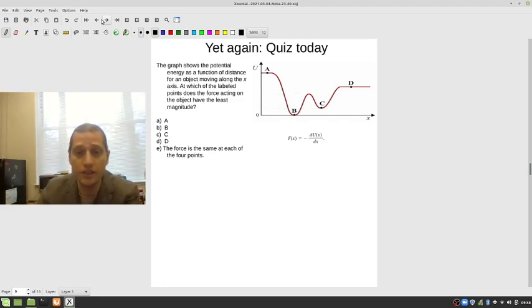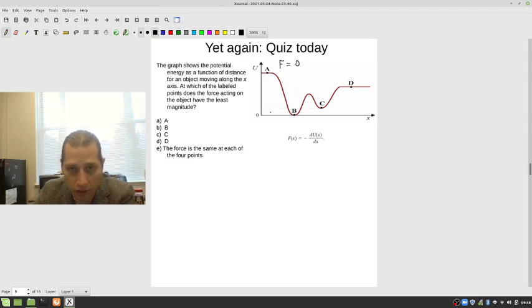Where would it have the least magnitude? Well, as we said, this looks like a slope. What's our slope right at A? If this is flat, the slope is 0. So if your slope is 0, your force instantaneously right there would be 0.